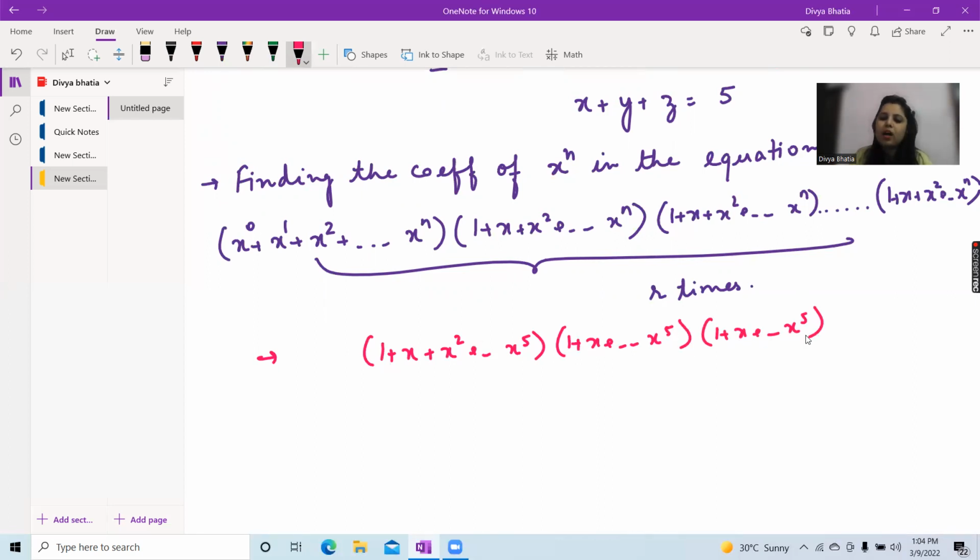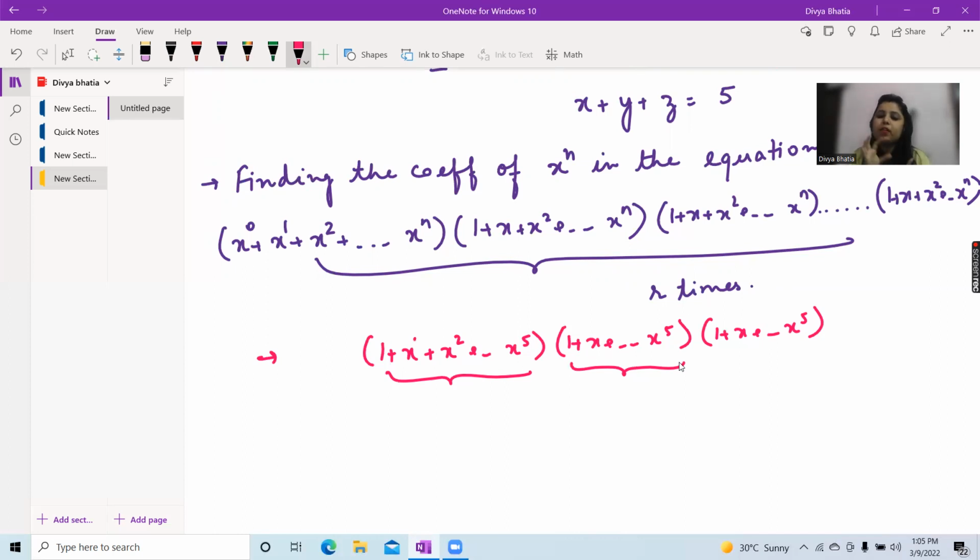Now, the powers of x in each bracket correspond to the number of objects I'll be putting in the first box. So the options which I have to put some certain objects in the first box are: either I can put 0 objects, or I'll put 1 object, or I'll put 2 objects, or 5 objects. So the powers of x correspond to the number of objects in the first box. The power of x in the second bracket corresponds to the number of objects I'll be putting in the second box. And again, same for the third box.